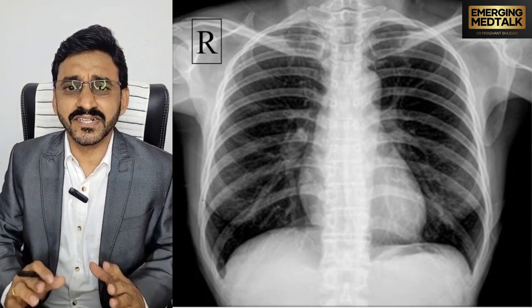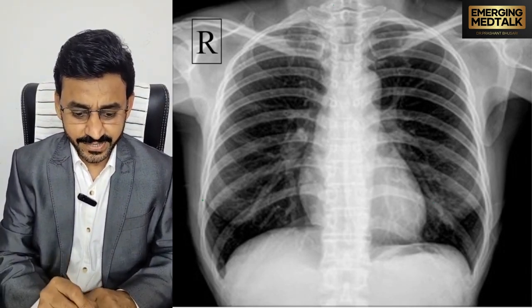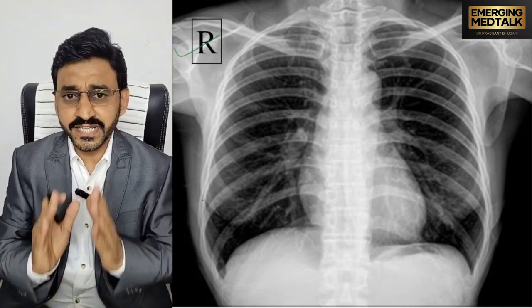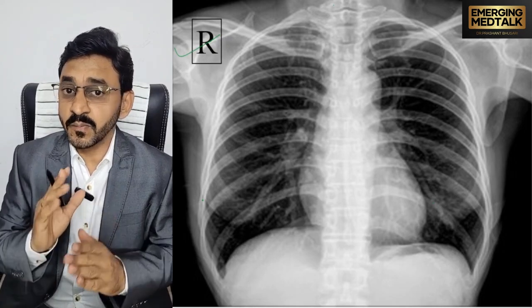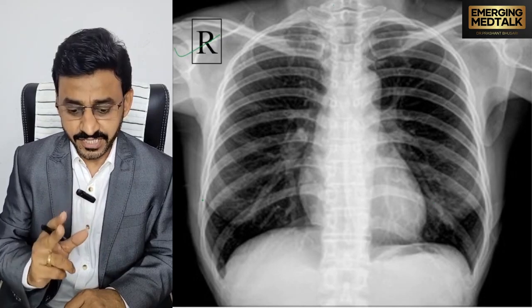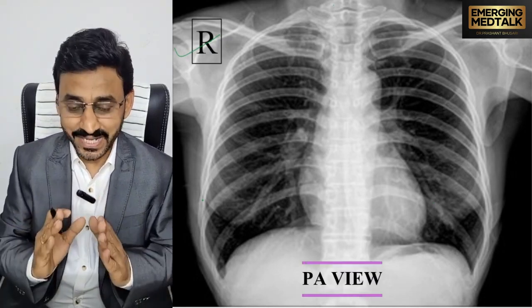So here is the chest X-ray, and this is the right side, and the projection is posterior anterior. The X-ray beam passes through the patient from posteriorly and the cassette is placed in front of the patient. So it is the posterior anterior projection, that is the PA view.